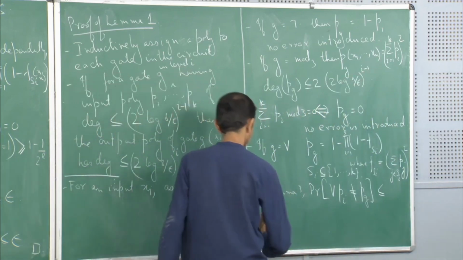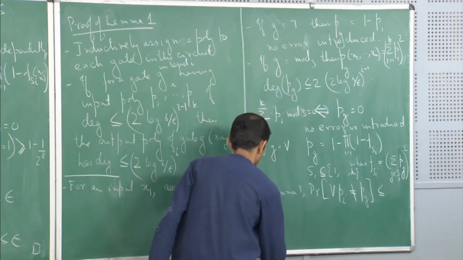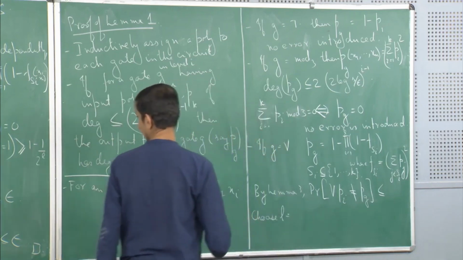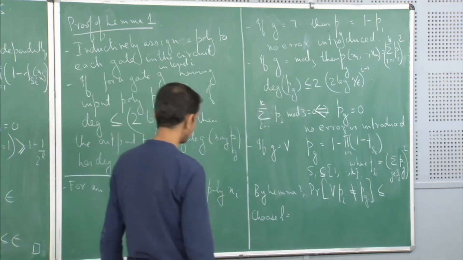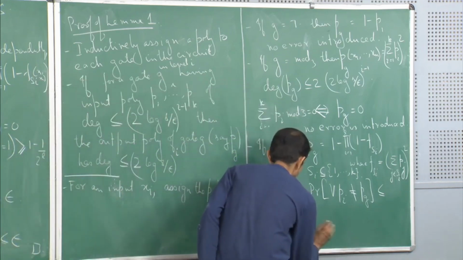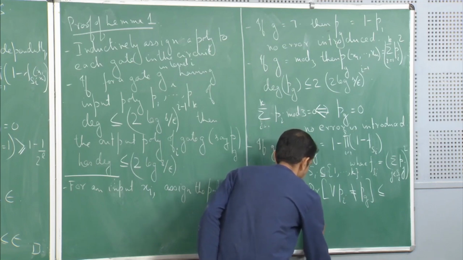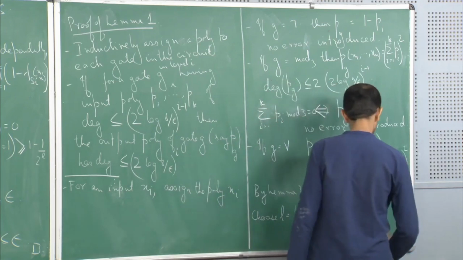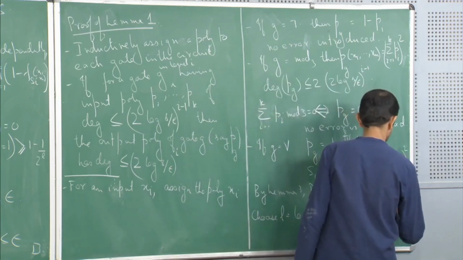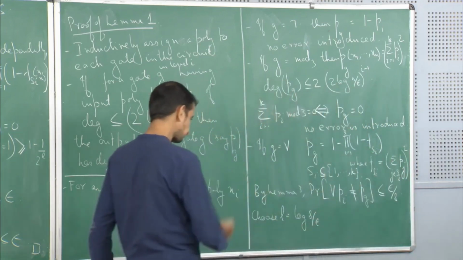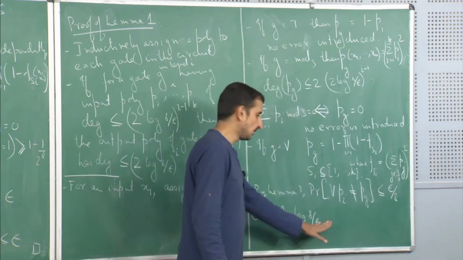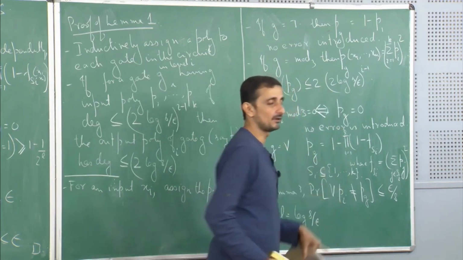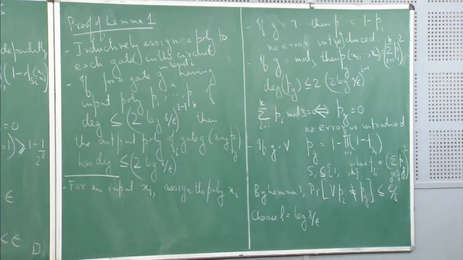So here I will choose L a little differently. What was my L earlier? Earlier L was log of 1 over epsilon. So here I will choose L to be log of S by epsilon. So since L is equal to log of S by epsilon, this will be epsilon by S over here. Now why am I choosing L to be log of S by epsilon? That will be clear once we compute the degree of this polynomial, because I have to bound the degree.